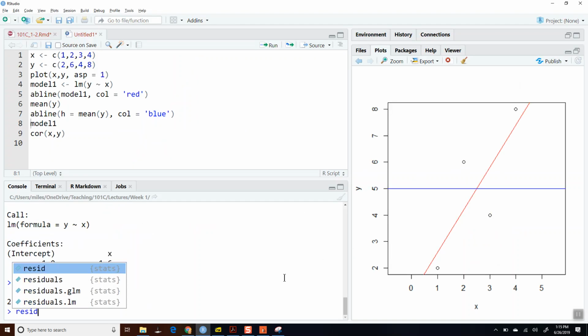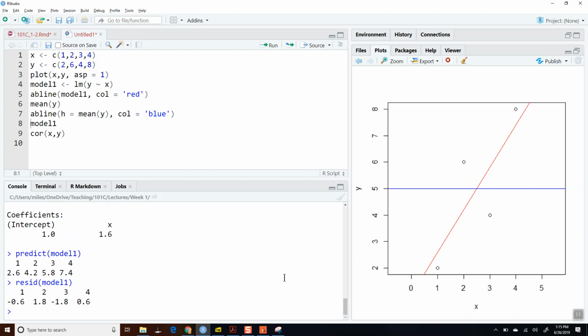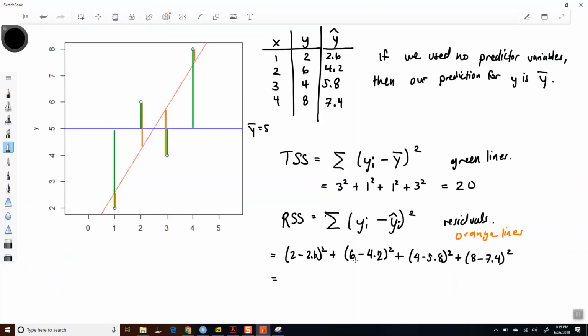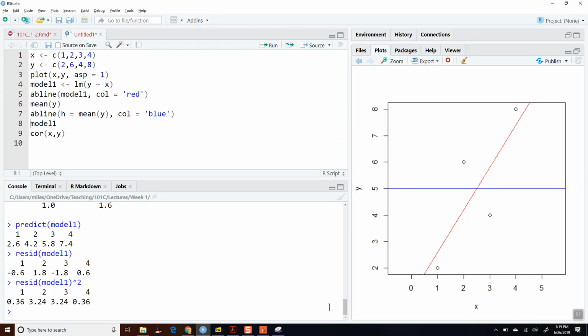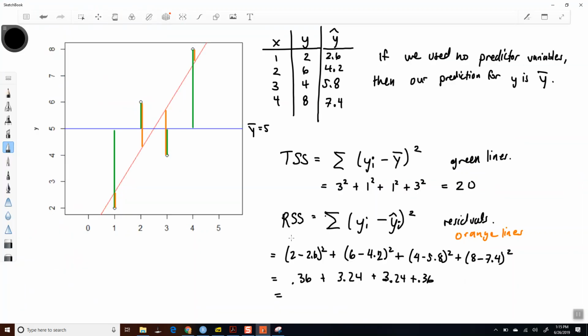Which is actually, I can just do resid on model 1, and that gives me that, and then I could just square all these things. And so that gives me 0.36, 3.24, plus 3.24, plus 0.36. And what's the sum of all of these? The sum of the squared residuals is 7.2.